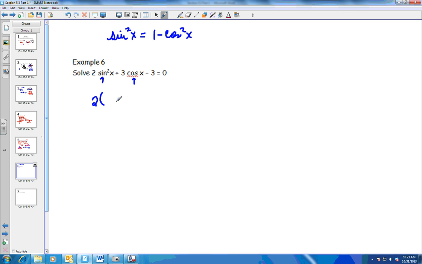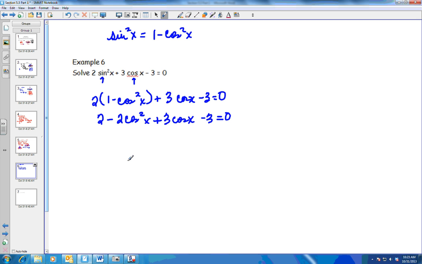So I have 2 times the quantity 1 minus cosine squared x plus 3 cosine x minus 3 equals 0. So now I'm going to distribute my 2. 2 minus 2 cosine squared x plus 3 cosine x minus 3 equals 0. So I'm going to combine my 2 and my negative 3. So I have negative 2 cosine squared x plus 3 cosine x minus 1 equals 0. And now I have a quadratic equation. I can factor it.